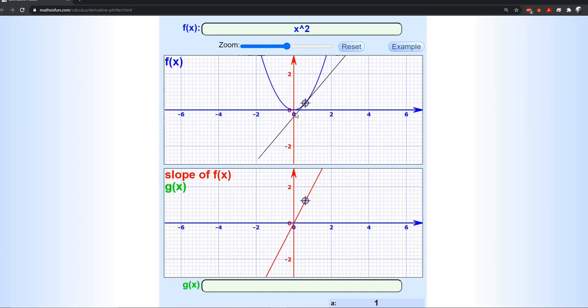And notice what happens when the tangent line goes to the vertex. Right as we hit it right there. That's kind of hard to hit exactly, but you can sort of see what would happen. That tangent line would flatten out. There we go. That tangent line would flatten out and have a slope of 0. And if you look at the derivative function on the bottom, indeed we have y equals 0.